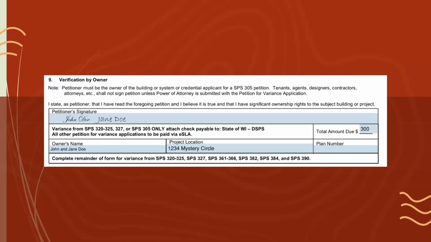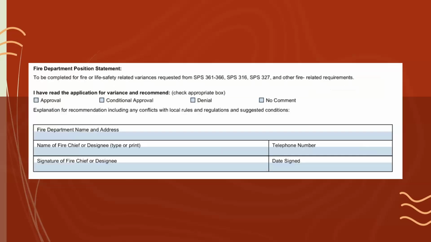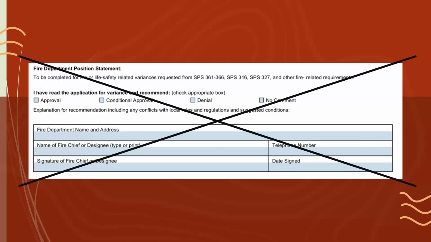So we can see here, the owner of the POWTS was John and Jane Doe. They signed it. They acknowledge that they have ownership of it, and it cannot be approved without this signature. So this is something that we see as mistakes sometimes on variance applications. These are signed by the submitter instead of by the property owner, but it needs to be signed by the POWTS owner. The fire department position statement is not required for POWTS, so you can skip that section.